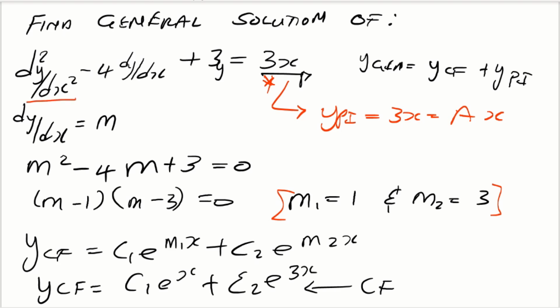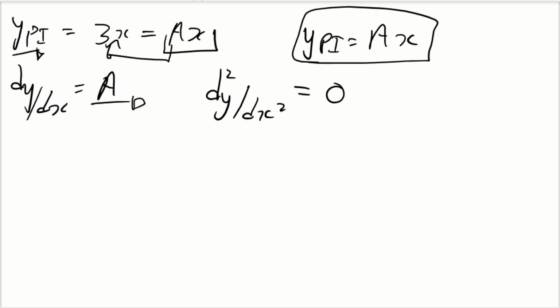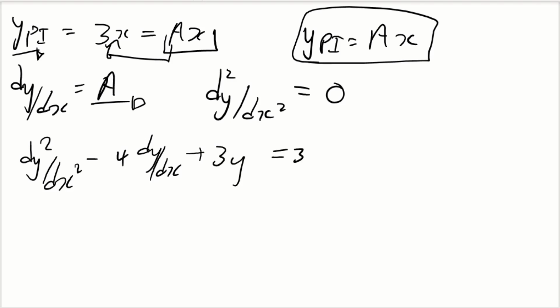We found our second derivative, our first derivative, and we found our y. So let's go back and rewrite that equation. Your original equation was d squared y over dx squared, minus 4 dy over dx, okay, it's not squared, and then here it was plus 3y equals 3x. This is the original equation. So now we're gonna go back and substitute those values.